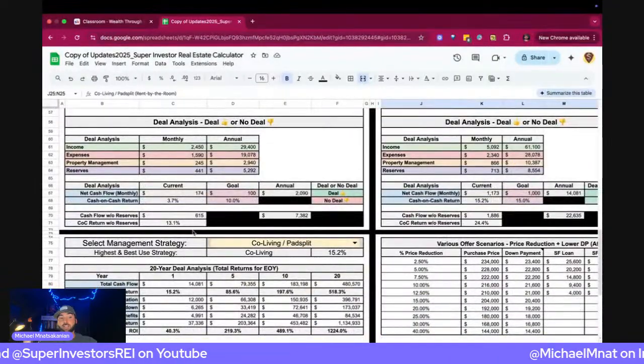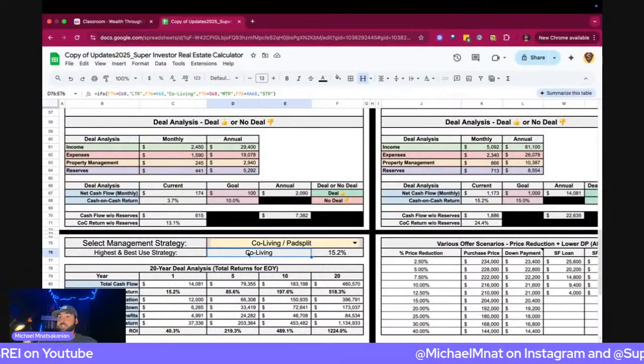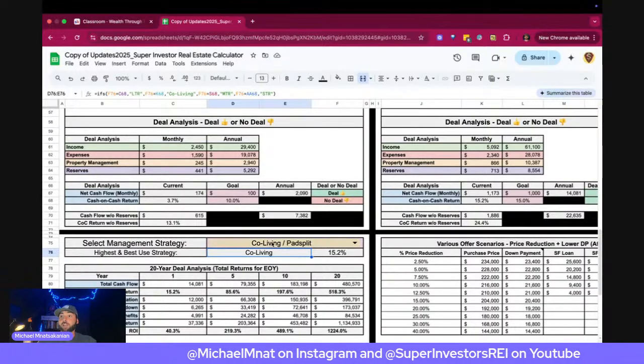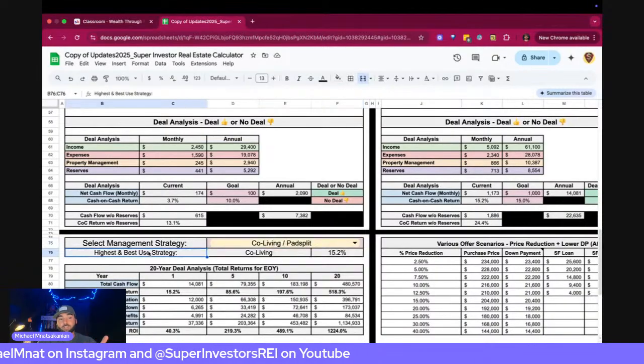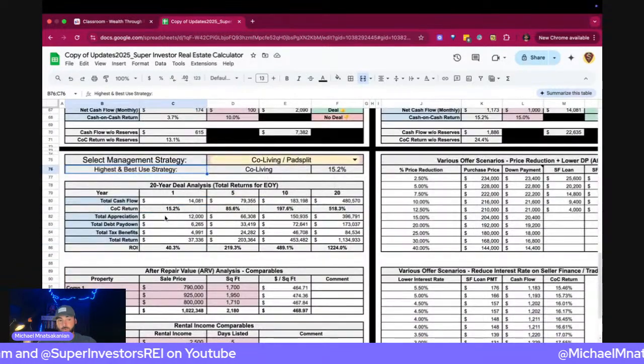What is the best strategy, right? The highest and best use strategy. Which one gets you the highest cash on cash return? And then you select which one you want to do the long-term analysis on. Once you select, I want the long-term, co-living, midterm, short-term, whatever, it'll do a 20-year analysis for you.